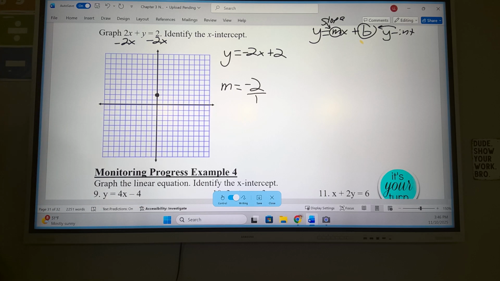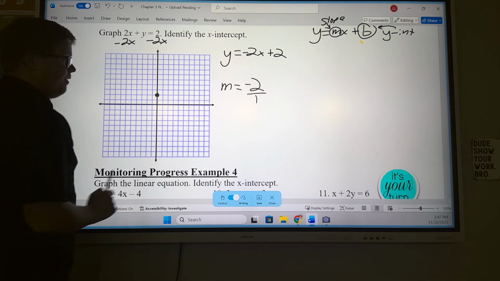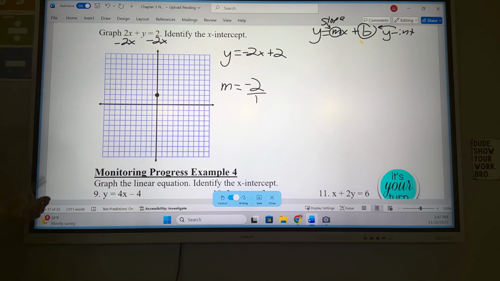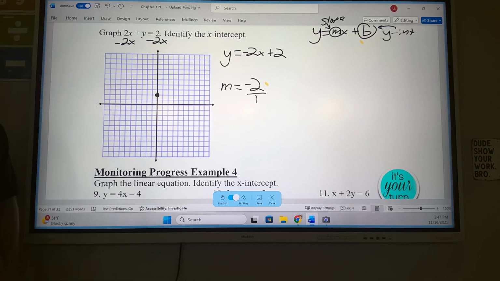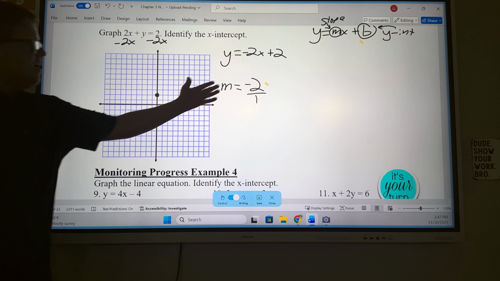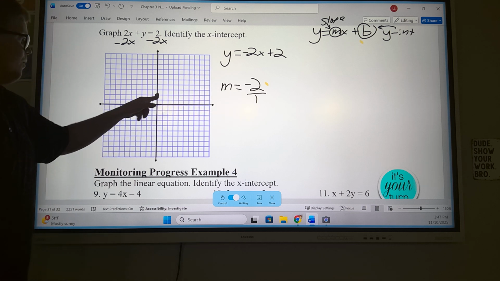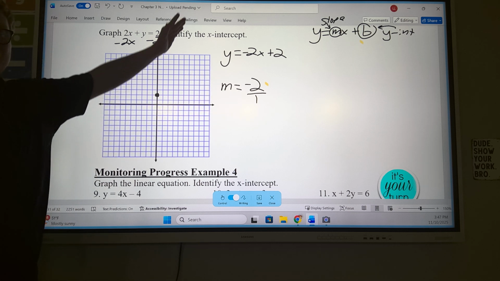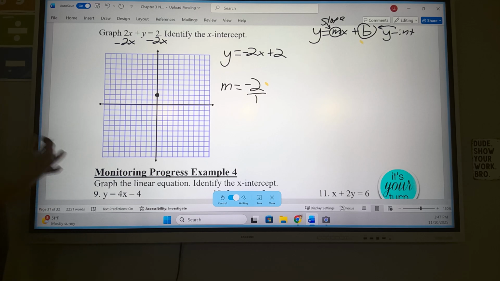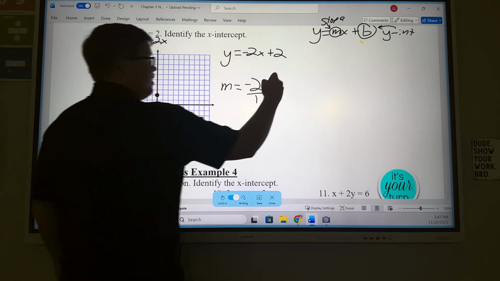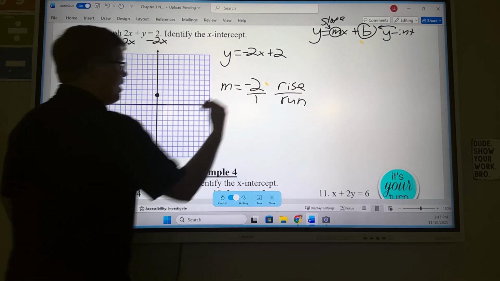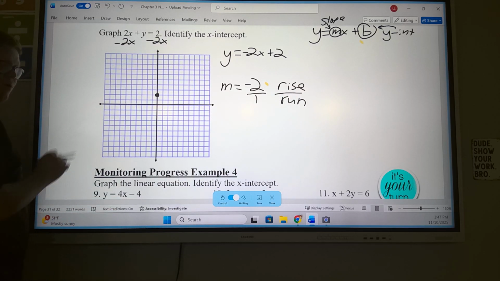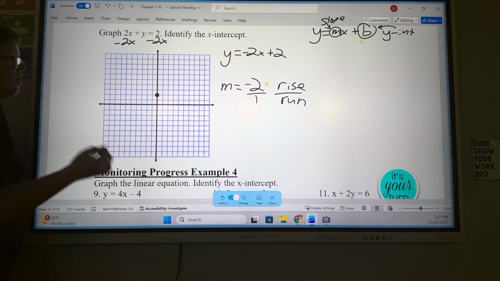One more thing I want to say. We have a negative slope. In my opinion, it is easier to just keep the top number negative and make the bottom number positive. And the reason I say that is if we make both the top and bottom negative, we're going to end up over here causing our line to be a positive slope. So what we're going to do is use our rise over our run. Our rise is a negative 2. We have to start from our y-intercept, not from 0. So our rise is negative 2.